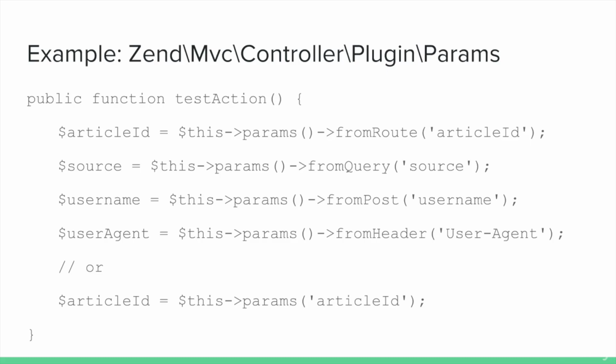The params plugin allows one to access parameters in actions from different sources. In the example, we fetch an article's ID from the route, which is a segment route. We also fetch a source parameter from the URL's query string, and we fetch data from the post data and from the HTTP header. If we don't mind where the data is retrieved from, we can simply invoke the controller plugin directly by passing a parameter to it. In this case, a value is returned if any source contains a value for the given key.